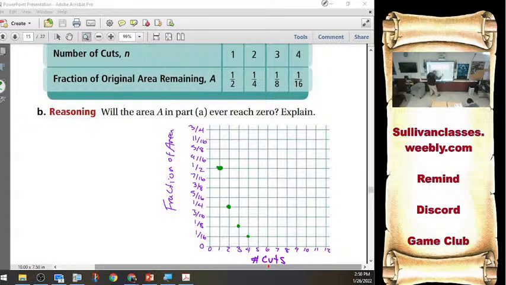Isn't it always half each time? So I went half as far. I went half as far. Go half as far.